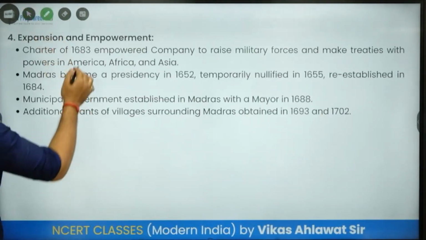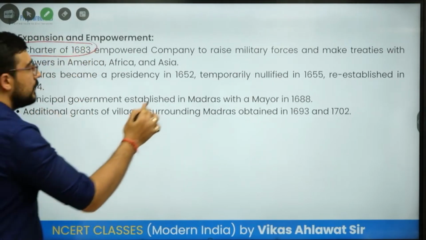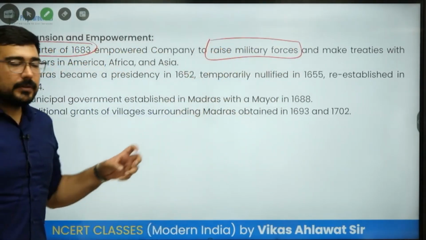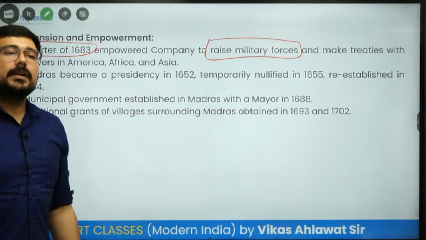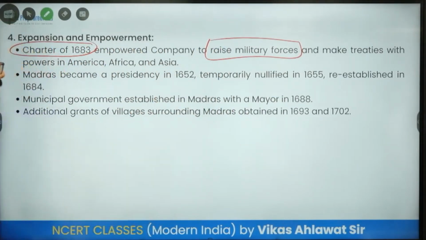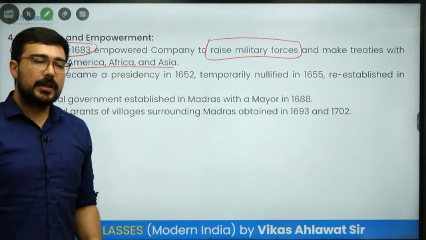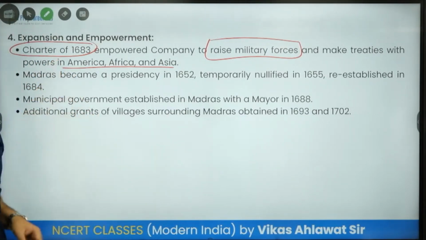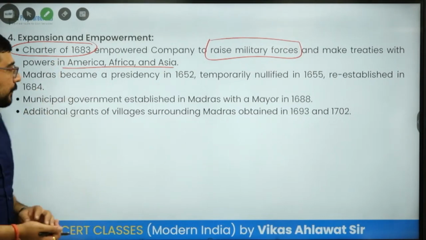Further expansion, like the Charter of 1683, led to the increase in their overall aims and objectives. Now they could raise even military forces. They were allowed to make treaties with powers in America, Africa as well as Asia. That is, you can sign treaties at your own level. This came from the Charter of 1683.